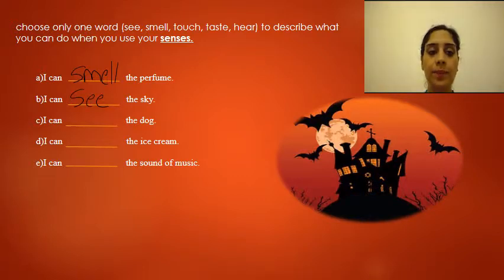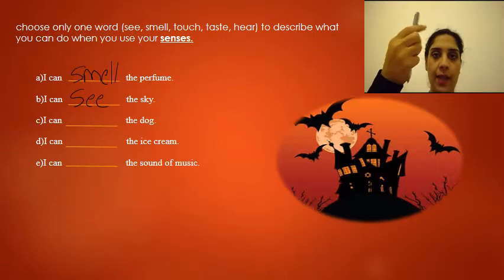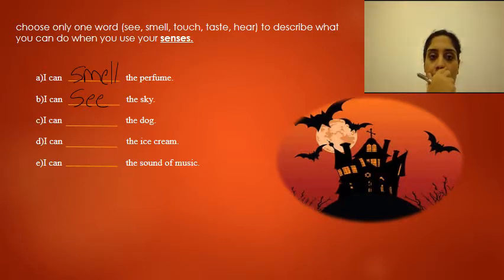I can blank the dog. What can you do to the dog? We touch the dog, or we hold a pencil. We use our hands to touch things. Now we will write the word touch.